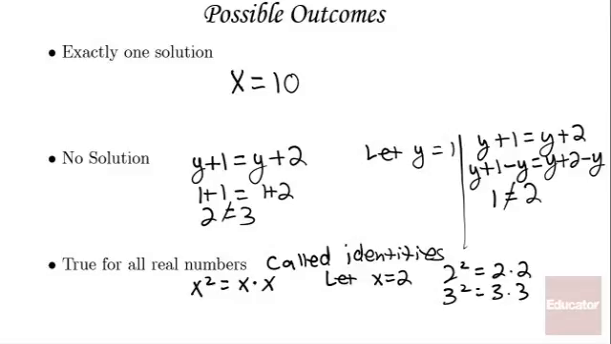So that would be an identity. Or another example, a very simple one, would be y equals y. So no matter what y is, this equation is always going to be true. Most of the time, we're going to be working with situations where there's exactly one solution, but be aware that it could come out differently.